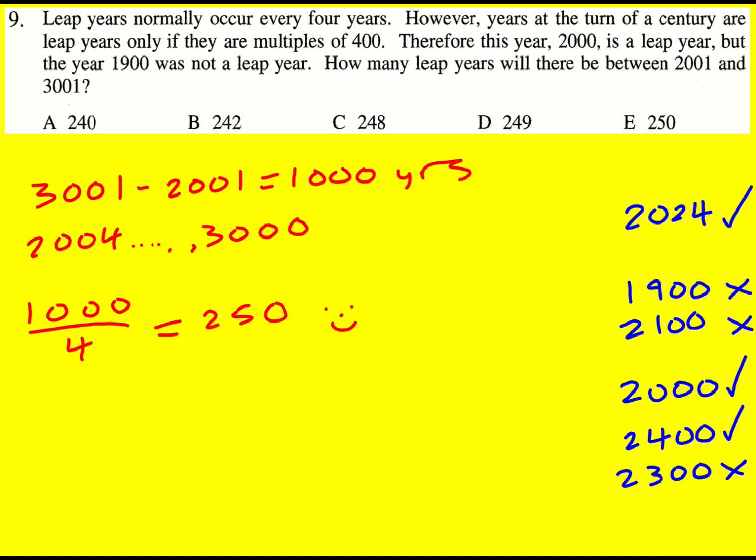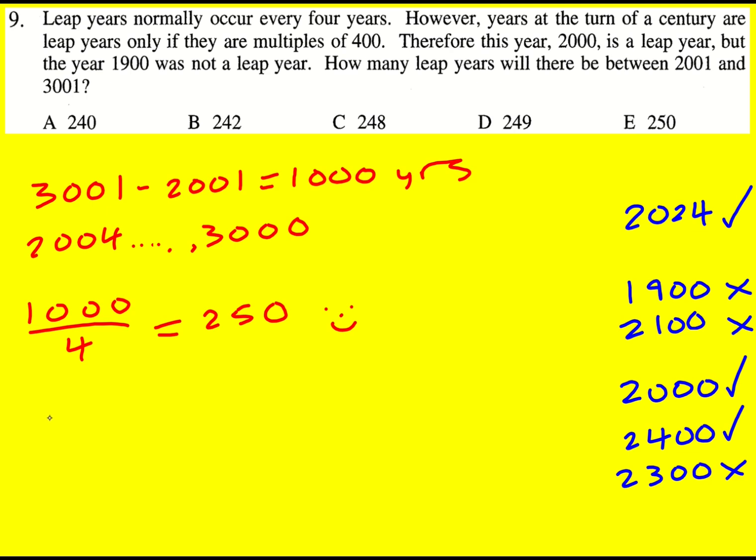Now, I think the best thing to do at this point is just to write down the dates that are not going to be included and then take it away. Don't overcomplicate it by trying to do any sort of fractional multiplication. Let's just write down the ones not included.